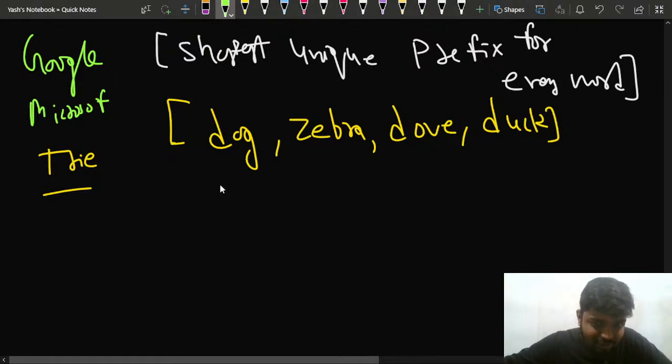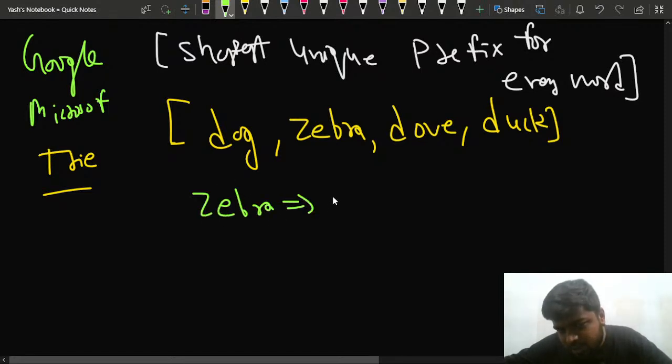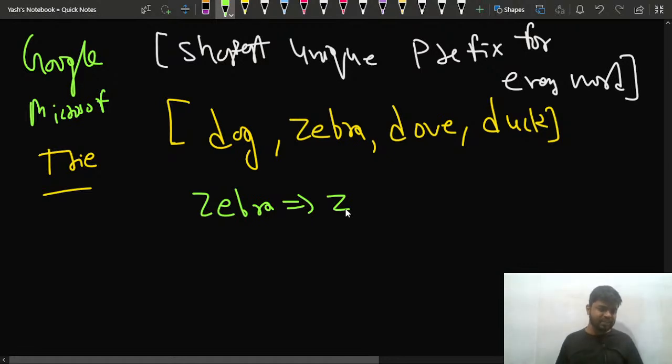If I have zebra, can I represent this zebra with just Z? I can definitely represent this zebra with Z, because there is no other word which has Z in the starting, right? So I can definitely represent it.